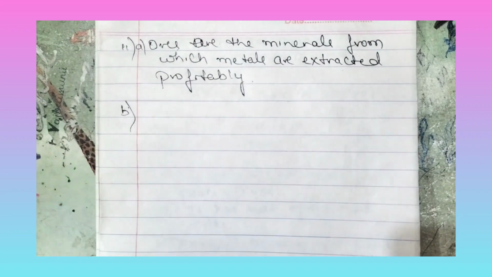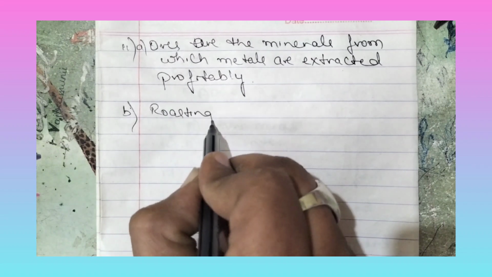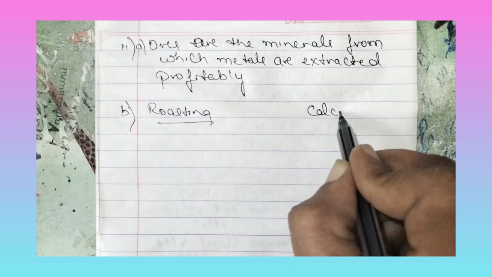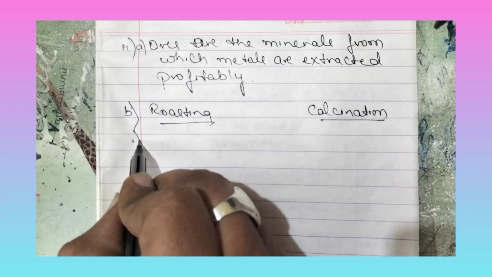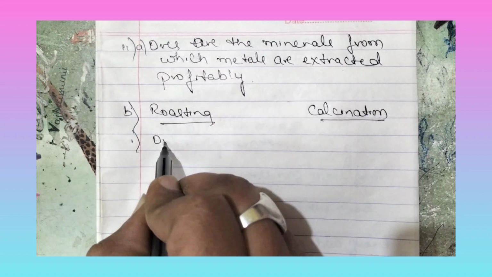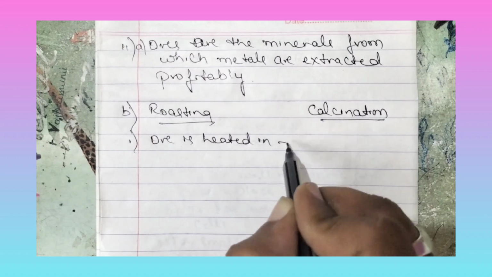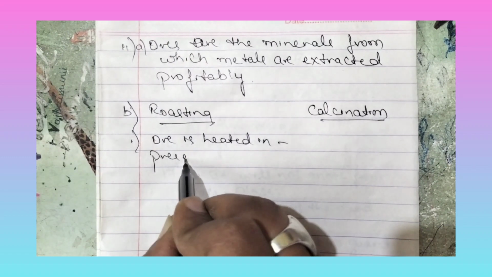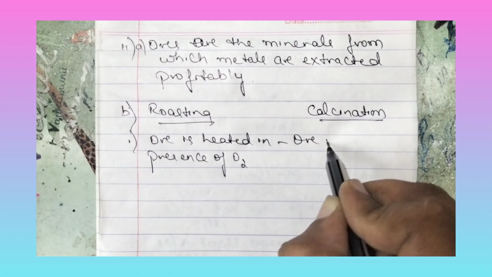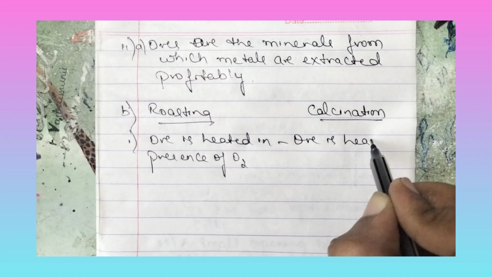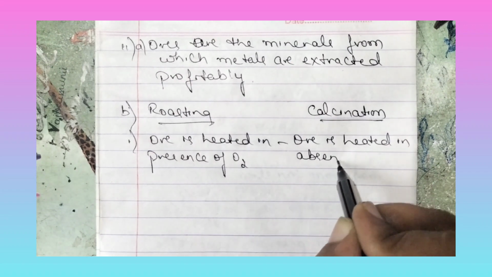Then in that one only B question is there. So let us differentiate between roasting and calcination. Roasting and calcination, let us differentiate. The first difference is, in roasting, ore is heated in presence of oxygen. In calcination, ore is heated in absence of oxygen.